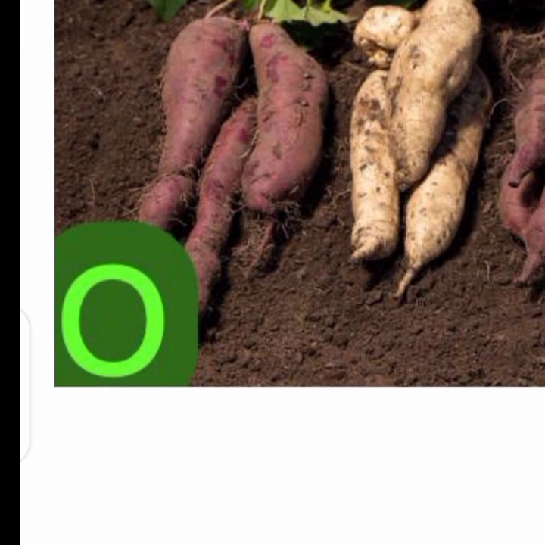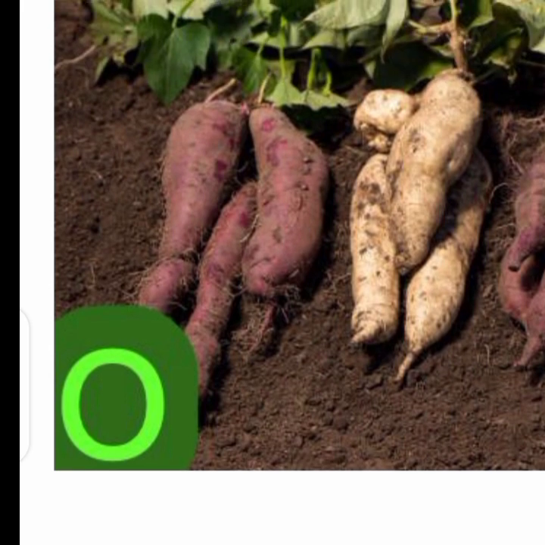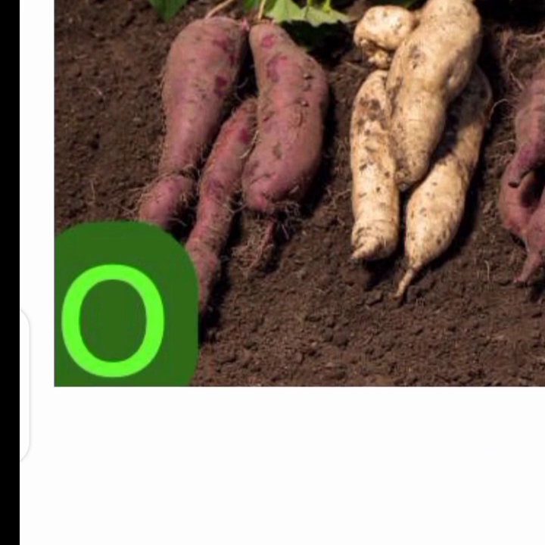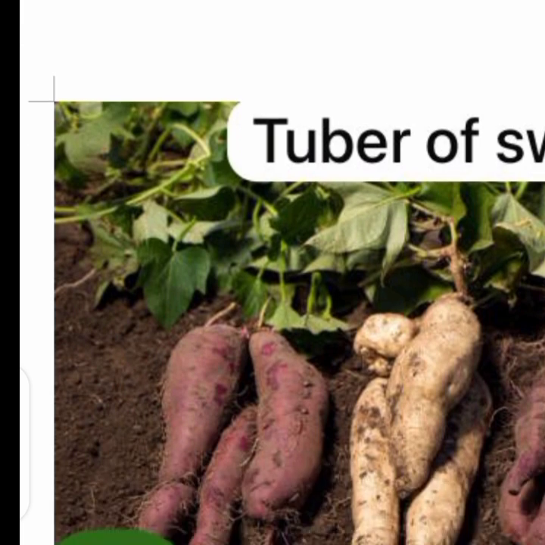So what's the difference between Irish and sweet potato? Irish potato and sweet potato are two distinct types of root vegetables. You can establish their difference from the appearance. You can see this one is kind of round. This one appears like an elongated structure.